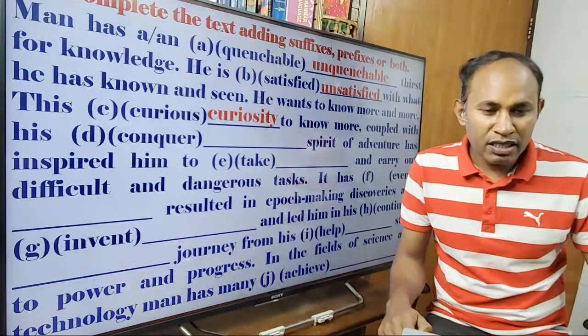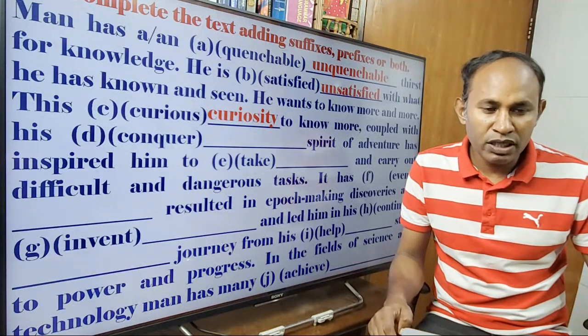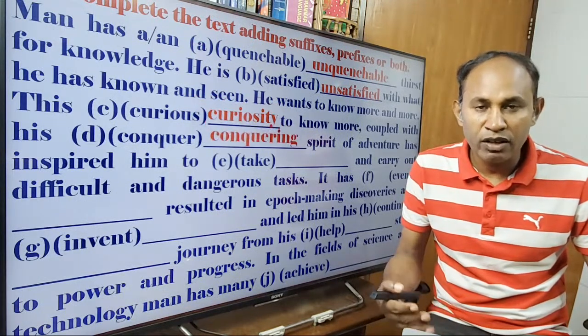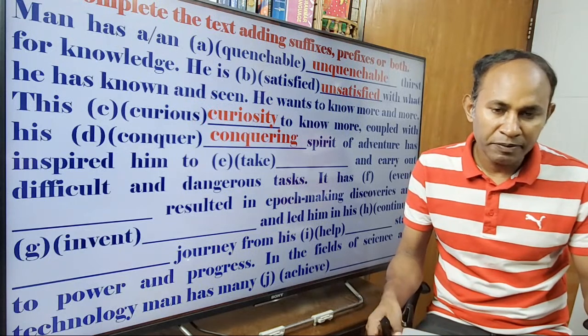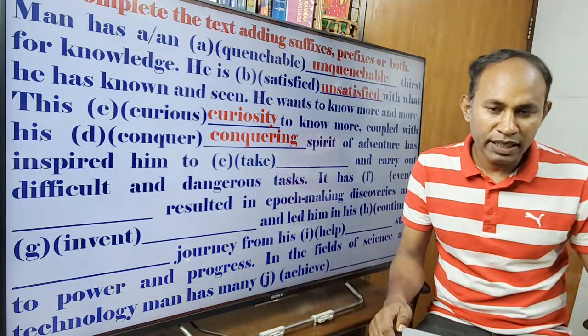Okay, curiosity. This curiosity no more coupled with his conquering spirit of adventure has inspired him to undertake.